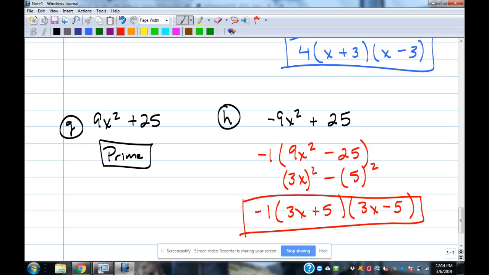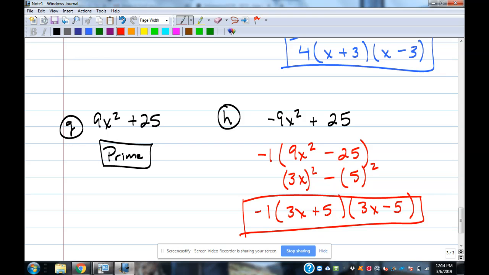Okay, so we pulled this -1 out at the beginning. What squared gives me 9x squared is 3x. What squared gives me 25 is 5. 3x plus 5, 3x minus 5. This -1 has got to be there because we had it at the beginning.